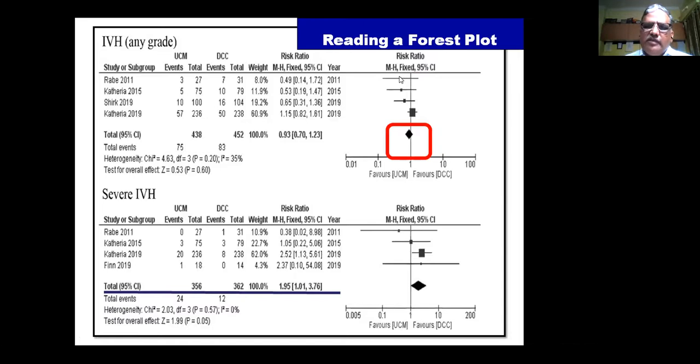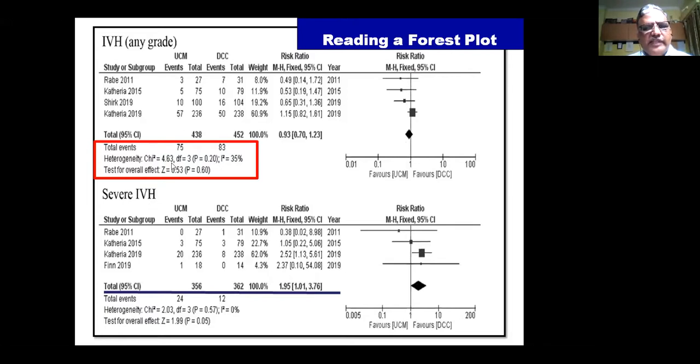Then when you combine the results of all these studies together, you get a diamond. The center of the diamond is the point estimate, and the left-hand and right-hand extremes are the 95% confidence interval. So if your diamond is completely on the left-hand side, then you would say that it favors the intervention. If it is completely on the other side, you will say it favors the control group. Once you are through this, then look at this part also. The total number of events: 75 out of 438 in the umbilical cord milking group, and 83 out of 452 in the delayed cord clamping group.